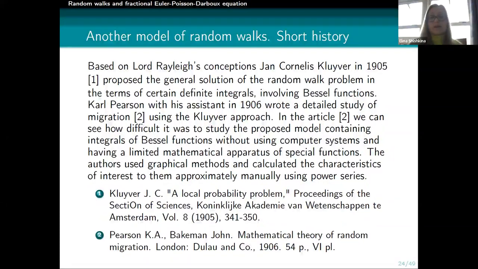Next, based on Lord Rayleigh's conception, Kluyver proposed the general solution of the random walk problem, and after that, Karl Pearson and his probably PhD student or assistant wrote a detailed study of the problem of migration. Because it was the beginning of the 20th century, they just didn't have a lot of instruments to do it, and most of their calculations were made by hand using series for Bessel functions. And here we can see two papers where such results can be found.